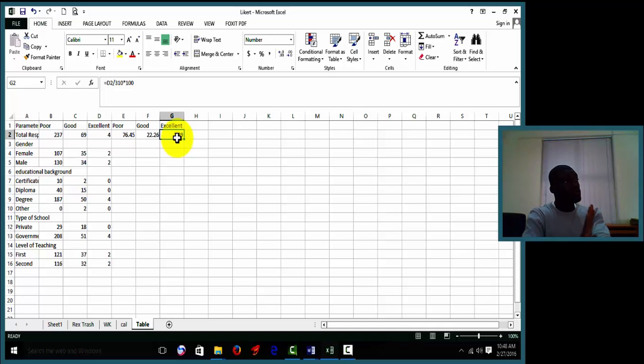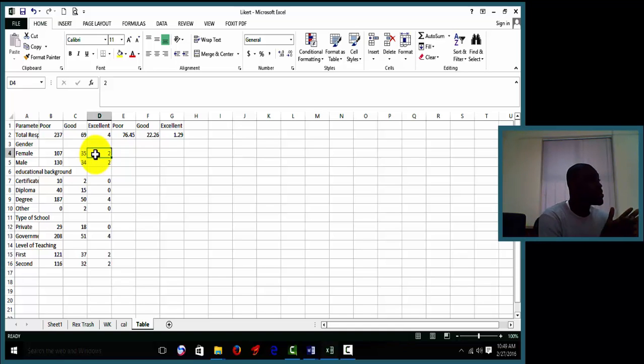Now, in the case where you have two different variables in a particular parameter, where your interest is in comparing between those two variables, like we have here, gender, and there are two different classifications in gender, that is male and then female. Our interest here is how many females presented with poor, how many females presented with good, and how many with excellent. So what is the proportion of males that presented with good? What is the proportion of females that presented with good? If that is your interest, then you do a row percentage.